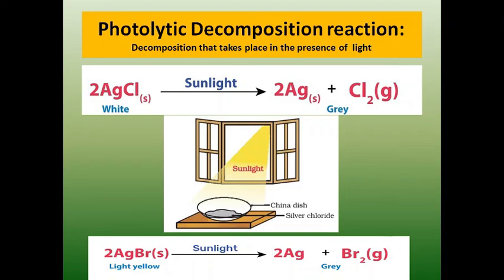And one thing you must note, that all types of decomposition reactions require energy, either in the form of heat or in the form of light or in the form of electricity. For what purpose? For the breaking down of the reactants. So these decomposition reactions in which energy is absorbed or used are known as endothermic reactions.